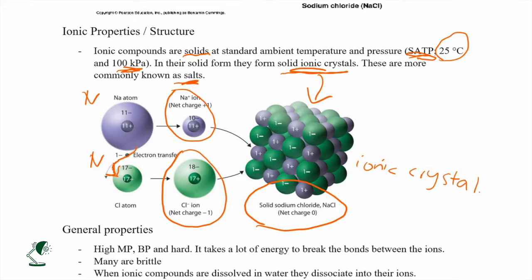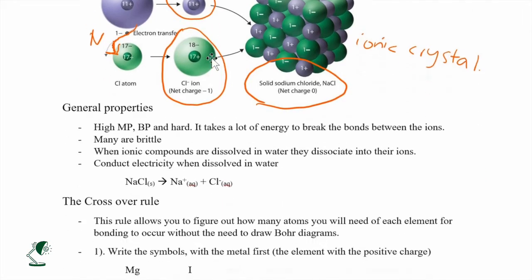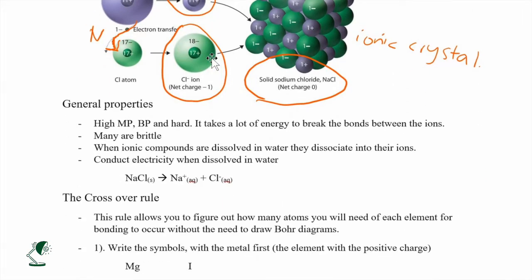Alright, let's move on to some general properties of ionic compounds. Ionic compounds have really high melting and boiling points. Why? Because it's really hard to break the ionic bond in between. However, a lot of ionic compounds are very brittle, which means they're very hard, but they're really easy to break.